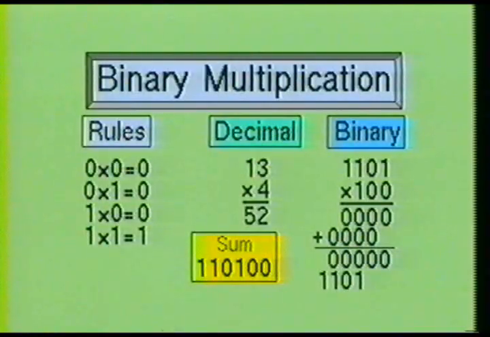Next, we again add the two partial products using the rules of binary addition. Our answer is 110100 binary. When we convert this to decimal, we see that the answer is 52.